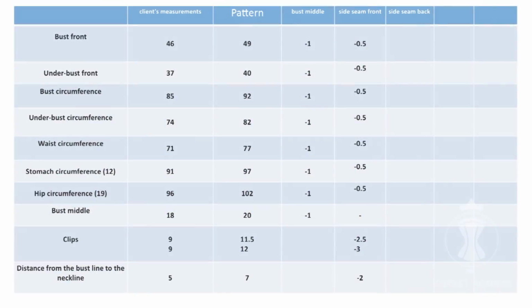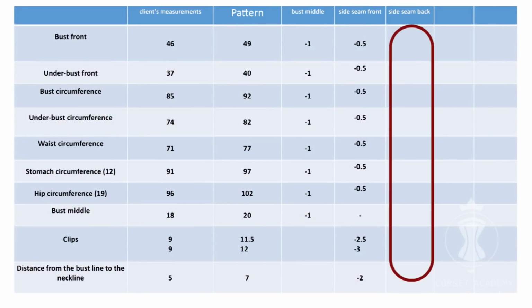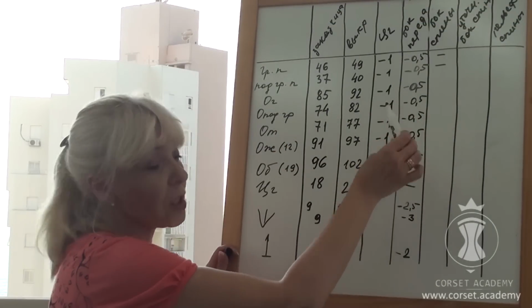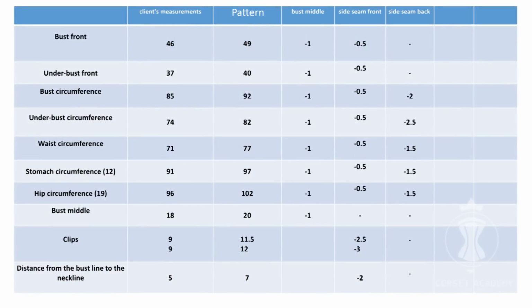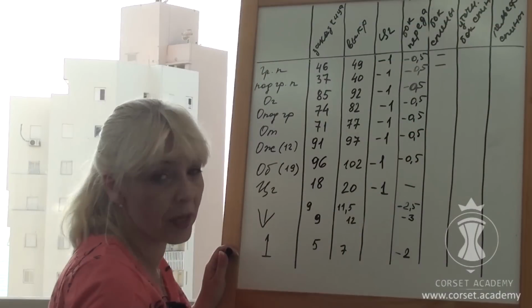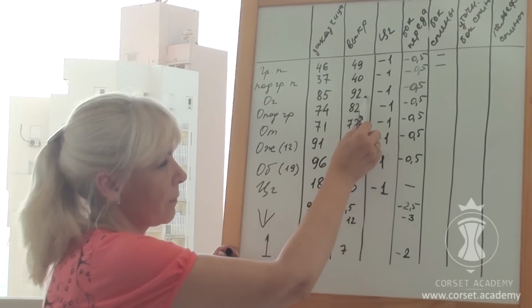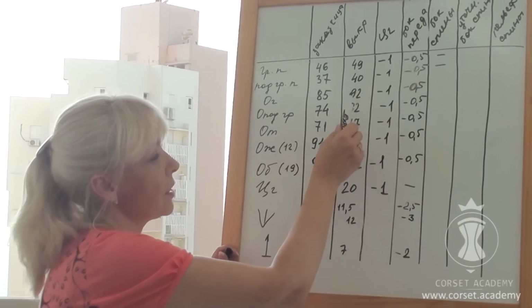First, I pre-calculate the configuration of the side seam and write the values under Side Seams Back, column 6. Let's begin calculating. You'll see what happens after I take into account all measurements and calculations from the table. The bust front and the under bust front measurements are not involved in these calculations. I write dashes in the table. I have narrowed down the standard pattern by 2 centimeters in the bust middle measurement and by 1 centimeter along the side seam of the front in the area between the bust line and the hip line.